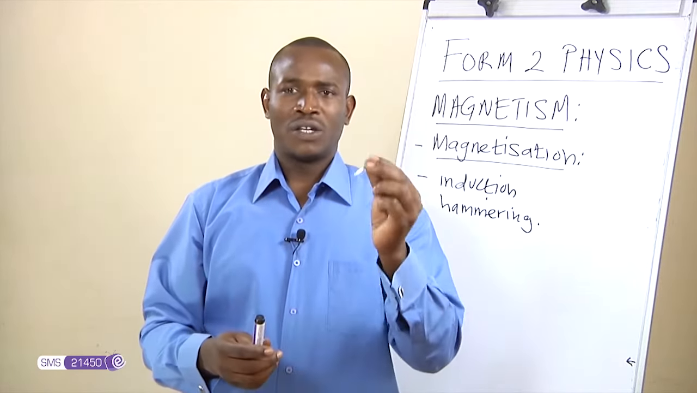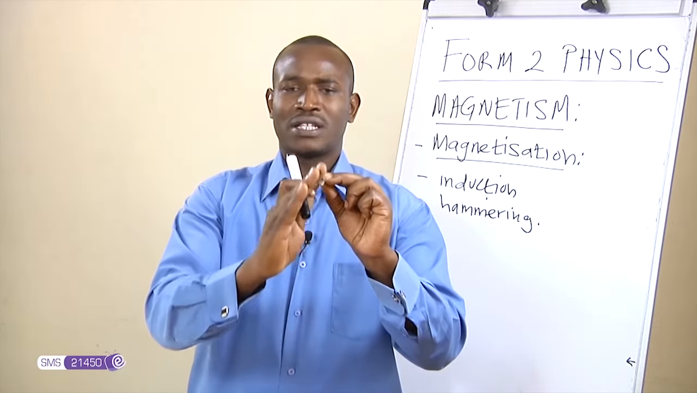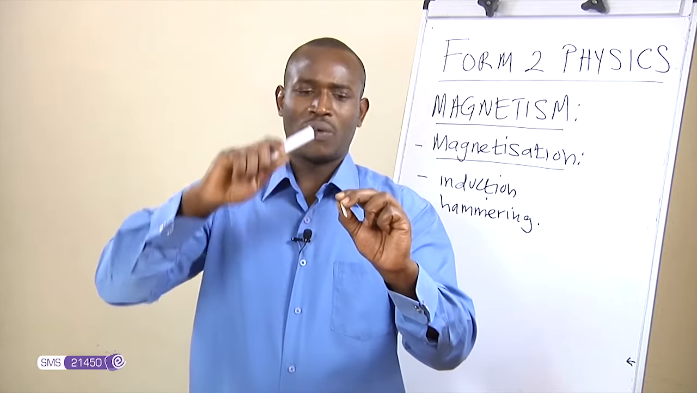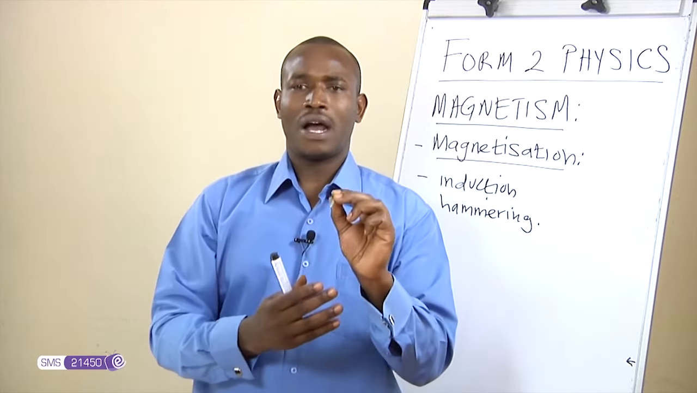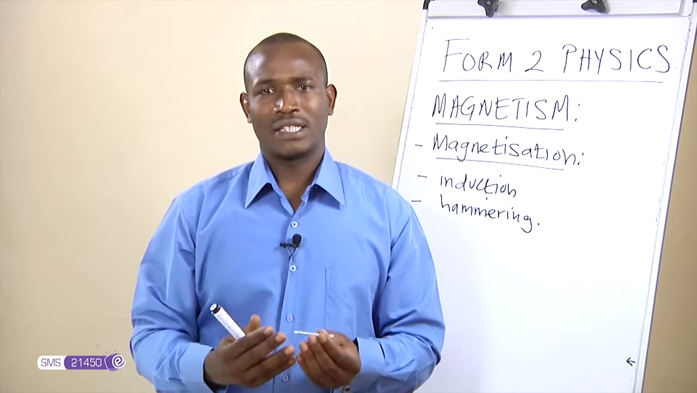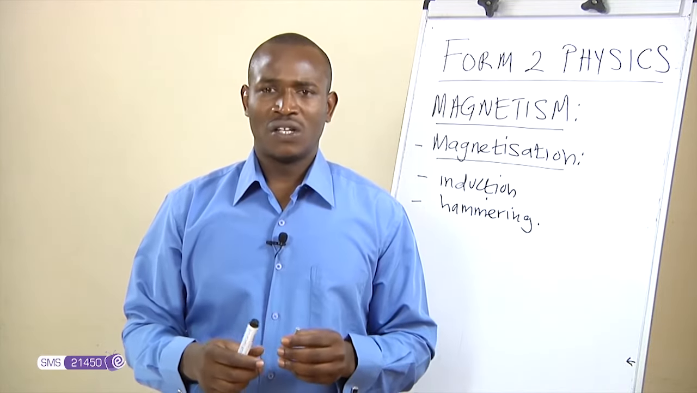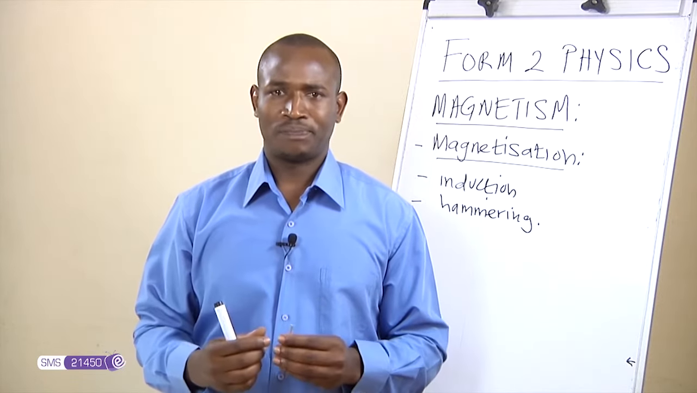So again, you take the material to be magnetized, then while facing north-south direction, you hammer it several times. And when it is hammered several times, then that material acquires some magnetism. So basically, that is our second method of magnetization, the hammering method.